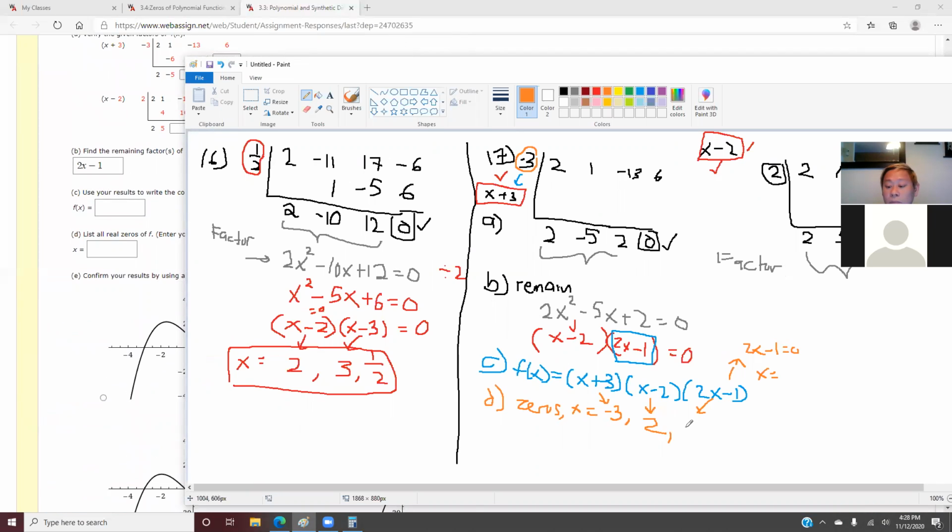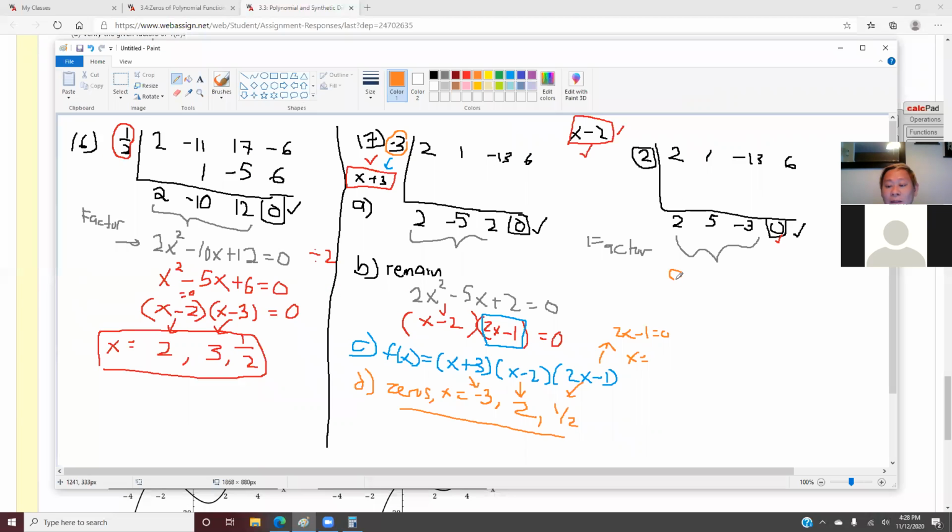One and a half. Very good. So this is your answer for D, the zeros. And this is called the completely factored form, C. Okay. Now for E, you have to graph this.